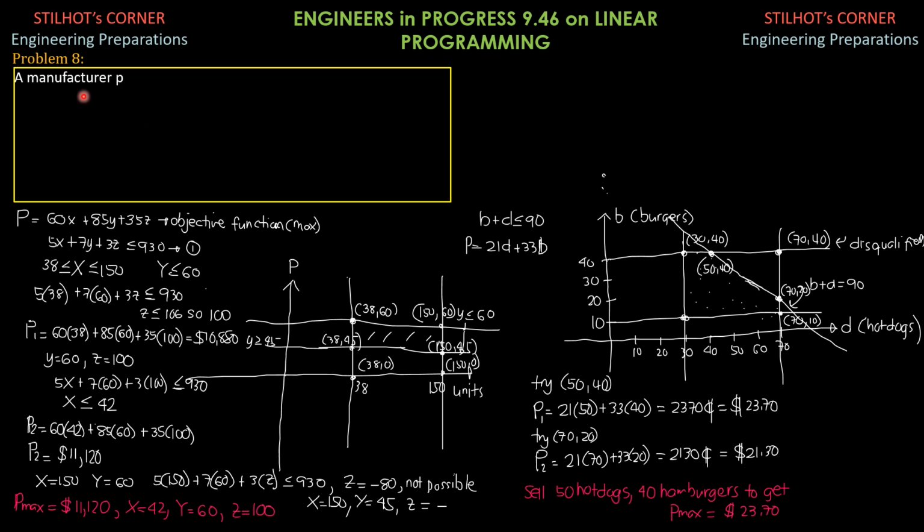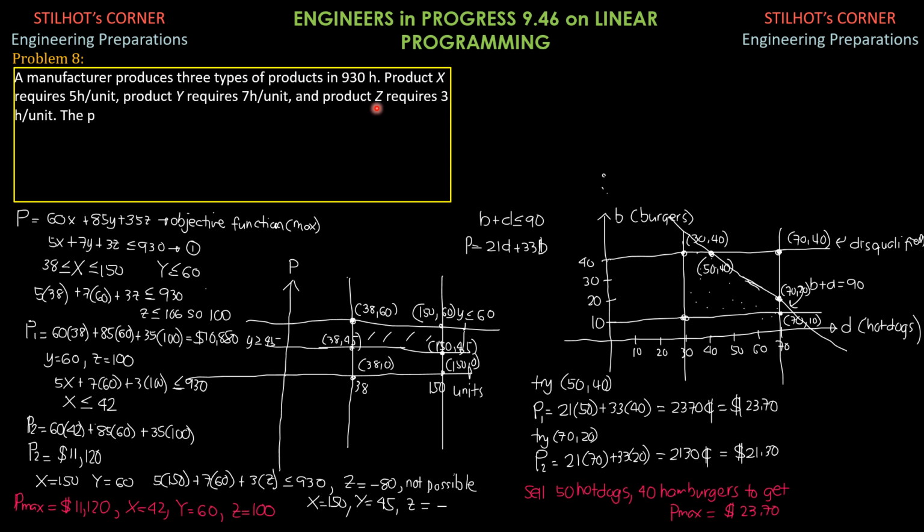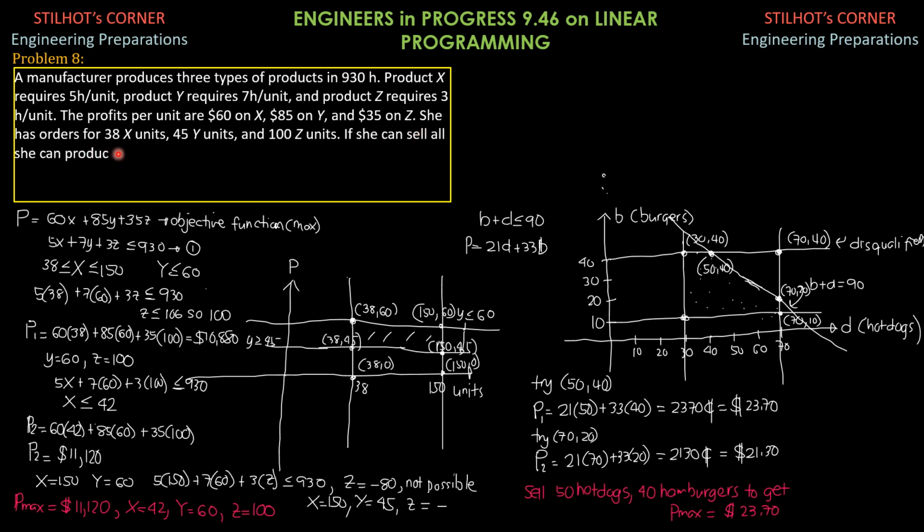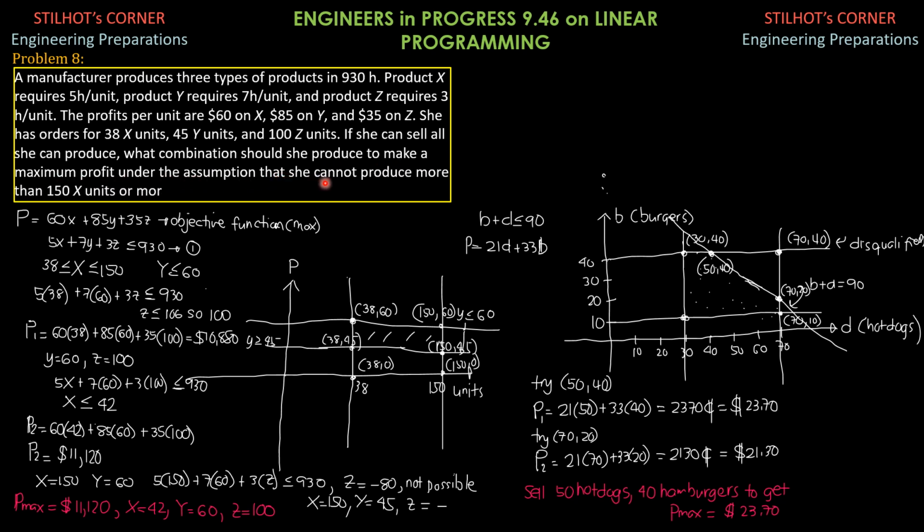Problem 8. A manufacturer produces three types of products in 930 hours. Product X requires 5 hours per unit, product Y requires 7 hours per unit, and product Z requires 3 hours per unit. The profits per unit are $60 on X, $85 on Y, and $35 on Z. She has orders for 38 X units, 45 Y units, and 100 Z units. If she can sell all she can produce, what combination should she produce to make a maximum profit under the assumption that she cannot produce more than 150 X units or more than 60 Y units?